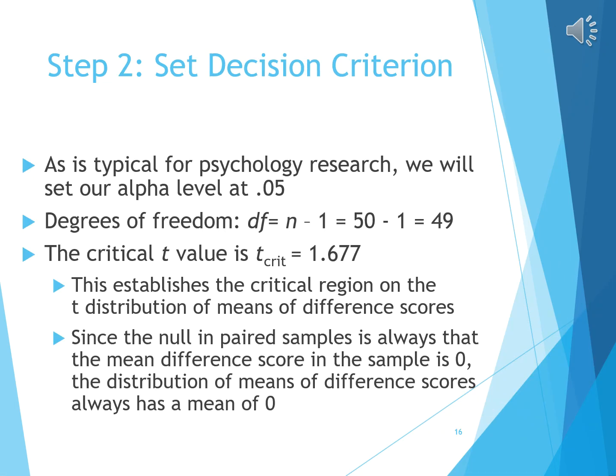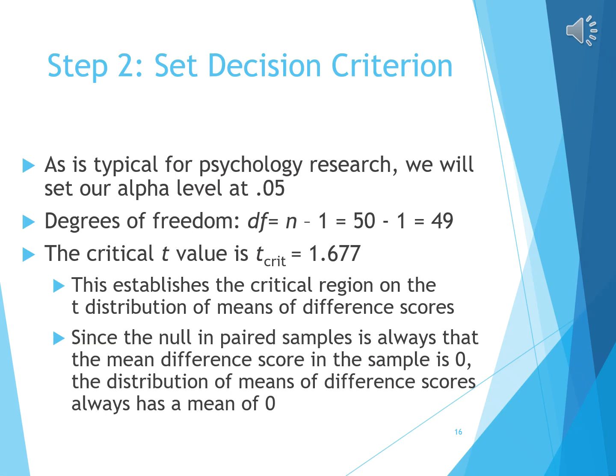And step 2, we always set our decision criterion, which of course, again, is always going to be an alpha level of 0.05, which we'll compare our p-value to eventually. We also need to know our degrees of freedom in order to look up the t critical value, and we do that in a t table, which is going to set up the critical regions.